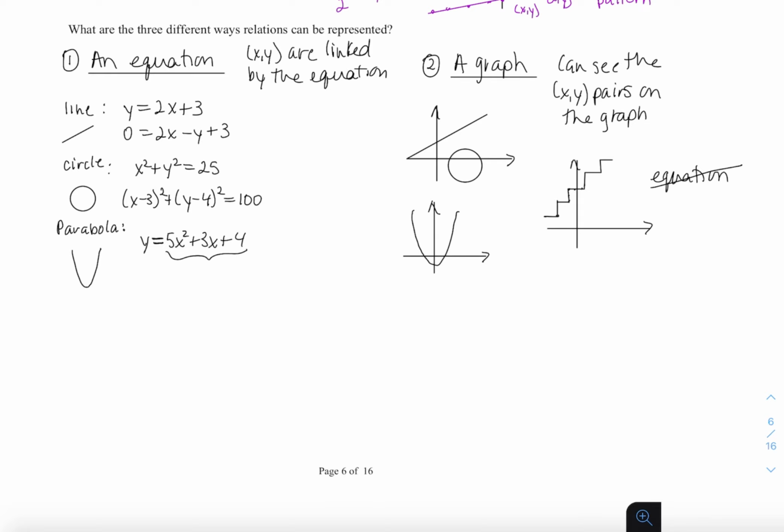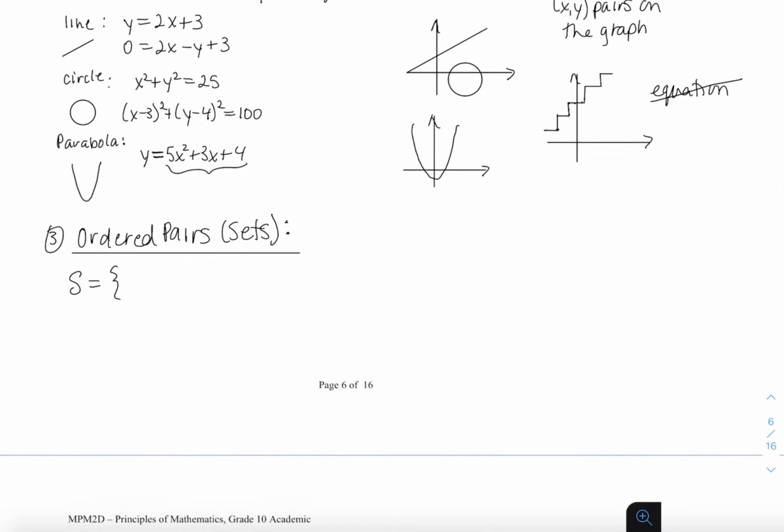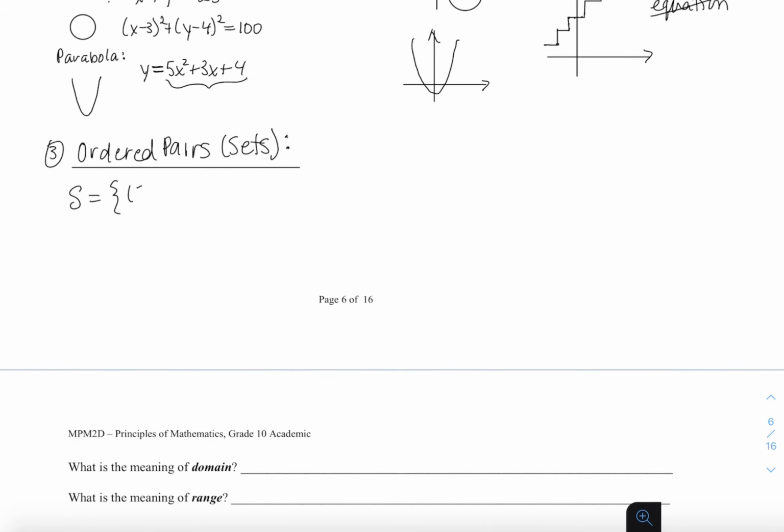Okay, the last way I can represent a relation is very simply through a set of ordered pairs. Okay, we call these sets. And the reason we call them sets, well, they're just called sets. We denote them with an S. And I'm going to give you an example of just a set of ordered pairs. What we notice is when we use sets, we can do something that we can't do in equations and graphs. Well, I guess we could do this with graphs.